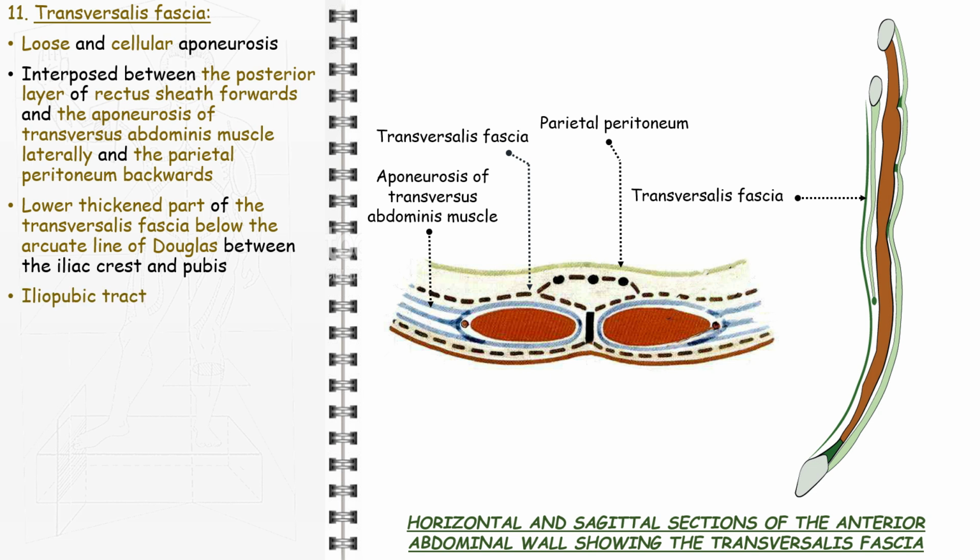It continues with the lacunar ligament forming the medial boundary of the femoral ring and has bony and fibrous attachments on the iliac crest, the iliac fascia, the upper border of the inguinal ligament and the pecten of pubis. Upwards, it is prolonged by the diaphragmatic fascia. Backwards, it is fixed to the anterior layer of the thoracolumbar fascia.